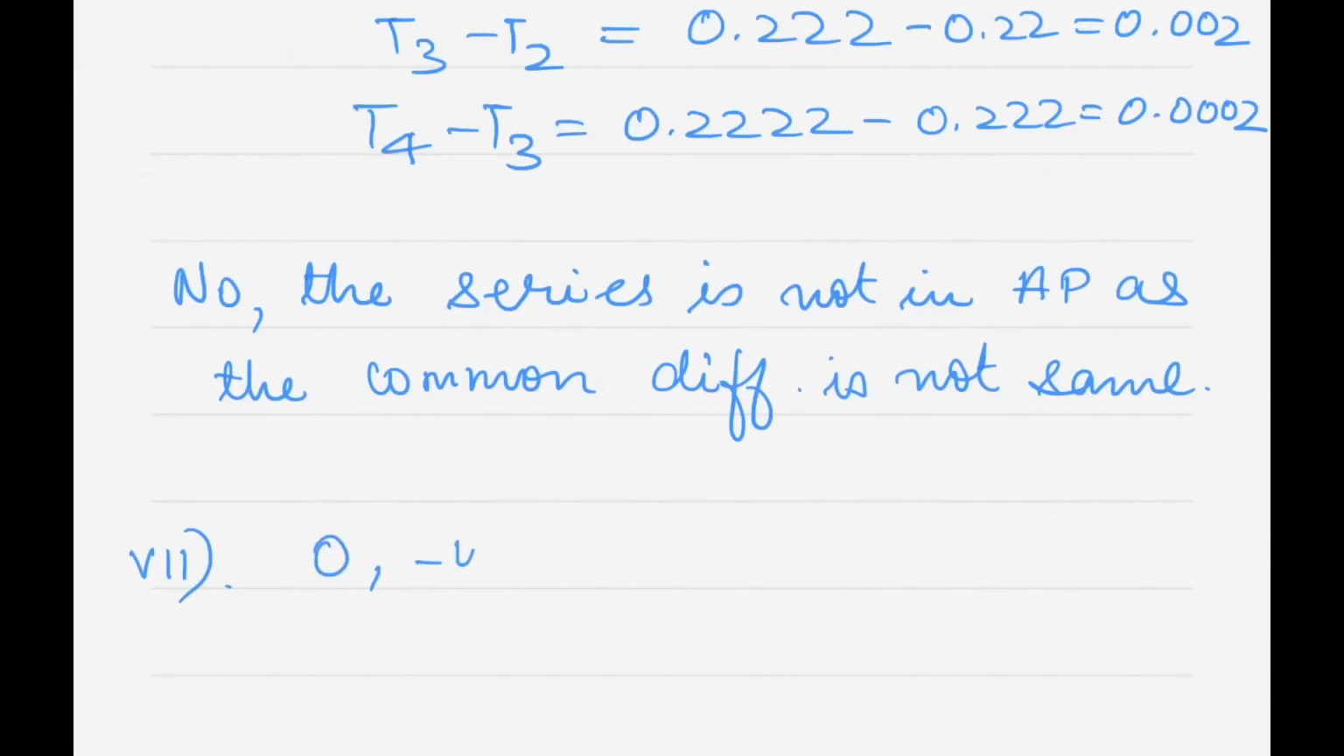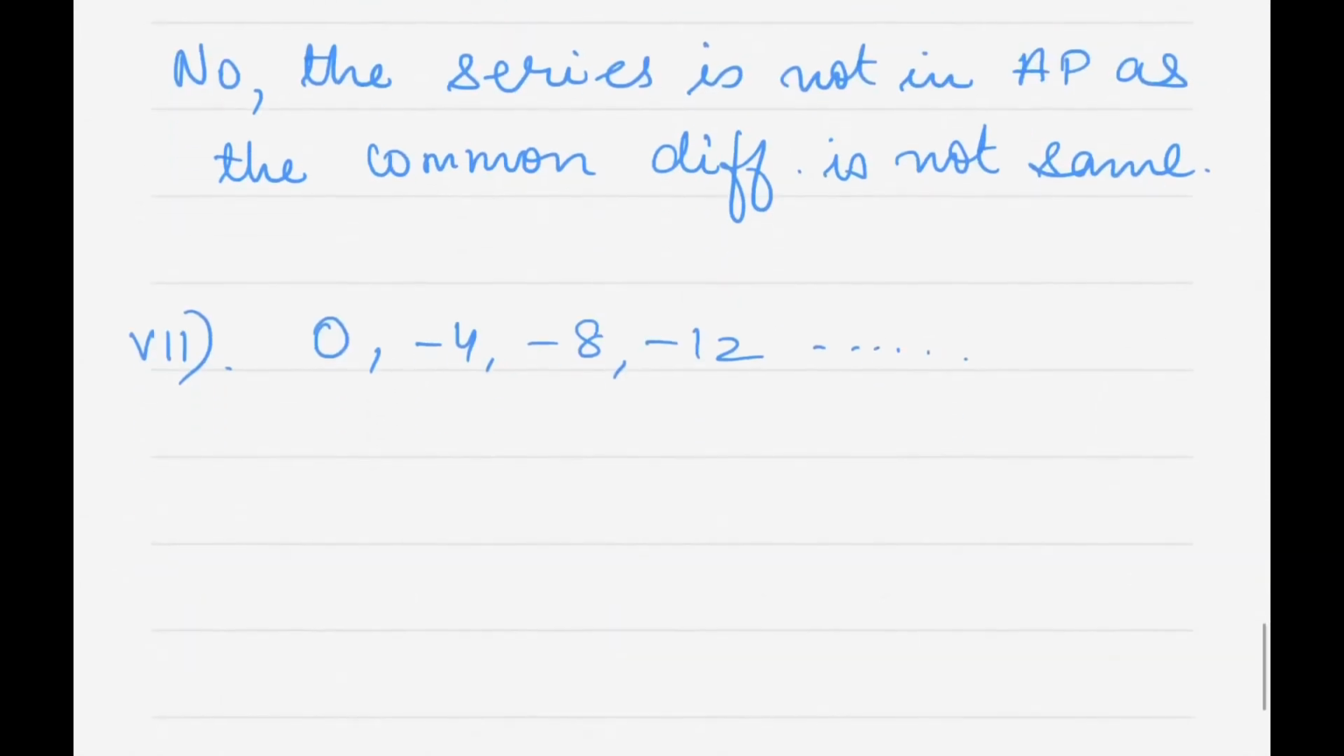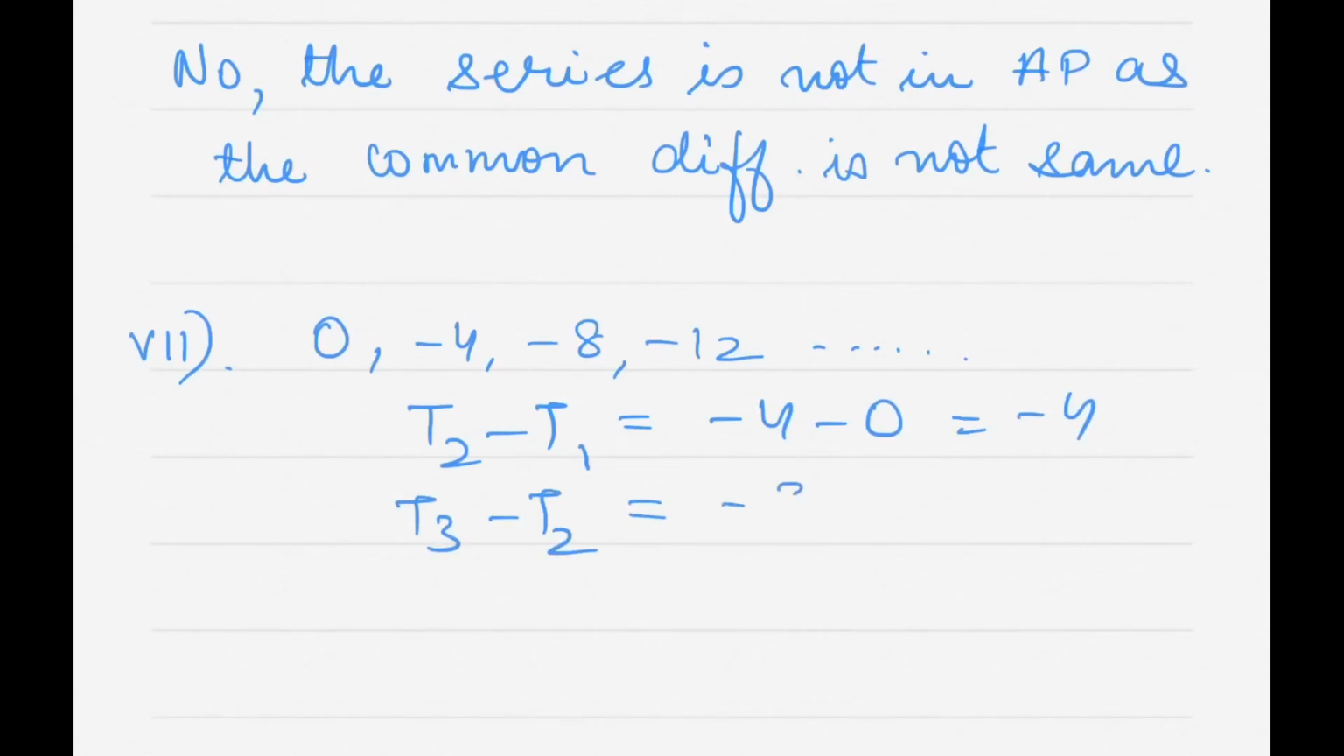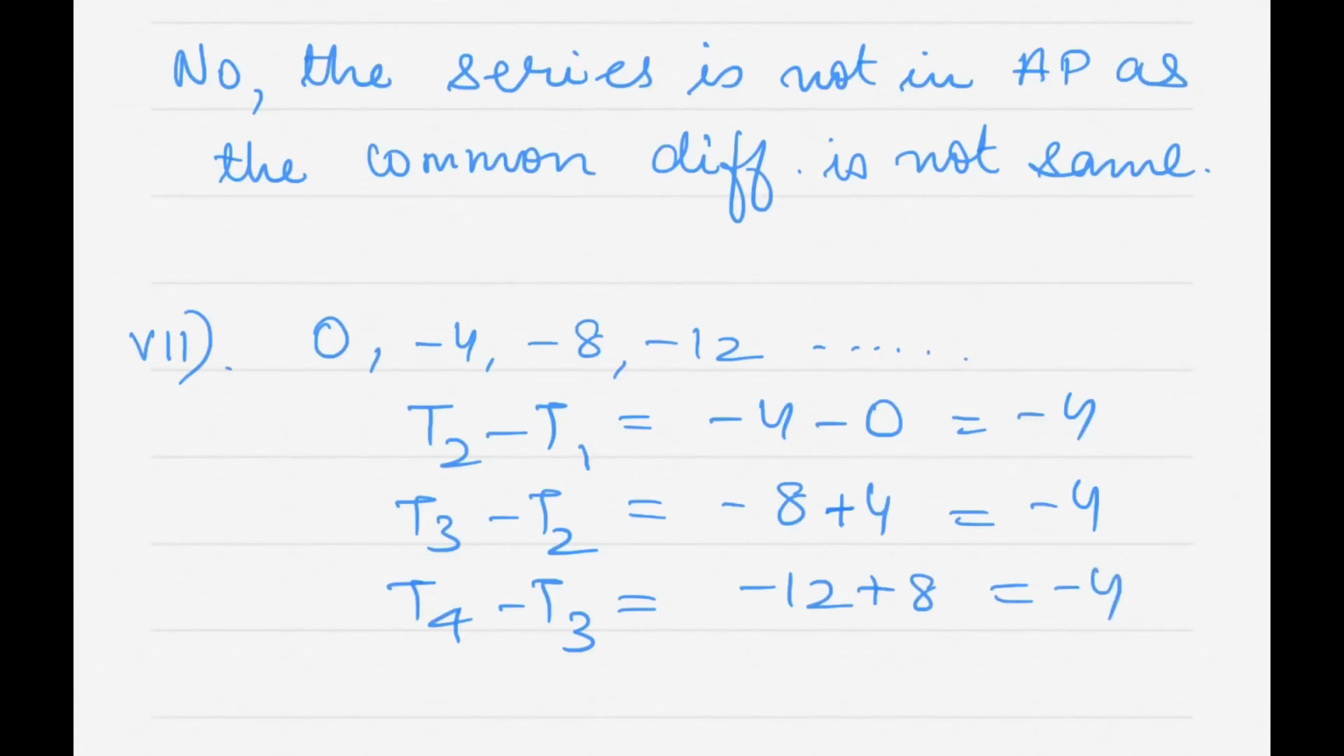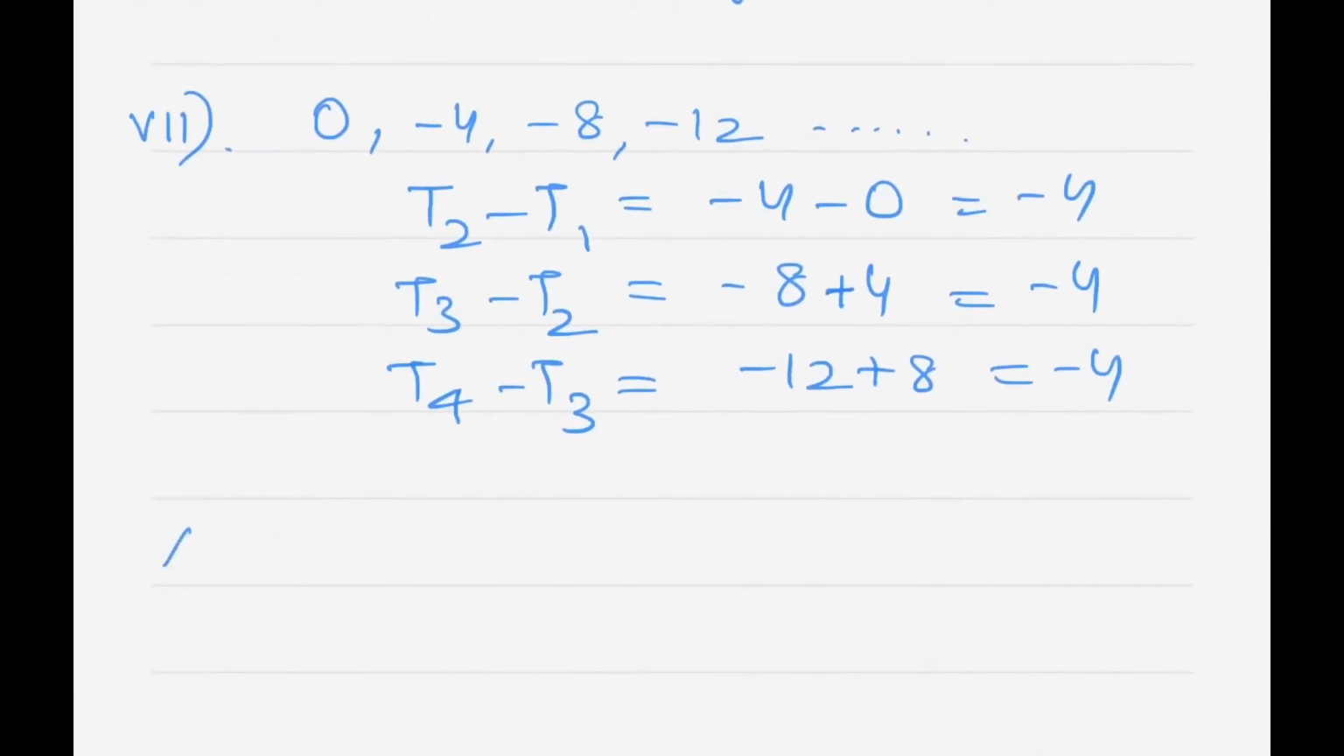Now seventh part. The series is 0, minus 4, minus 8, minus 12, and so on. So now again we have to find the common difference. Common difference will be T2 minus T1. What is it? Minus 4 minus 0, so minus 4. Now T3 minus T2 will give me minus 8 plus 4, because minus minus becomes plus, so minus 4. T4 minus T3 is minus 12 plus 8, so minus 4. Okay, so I can see that common difference is same.